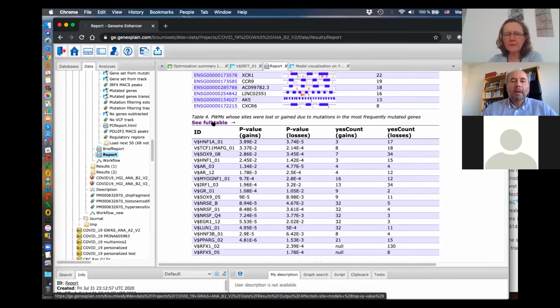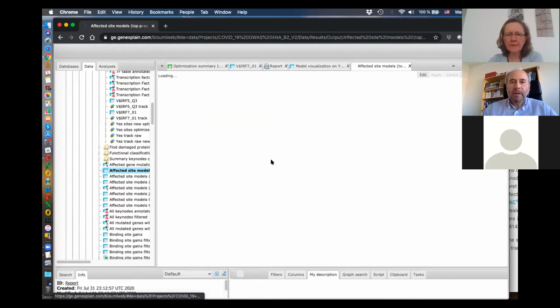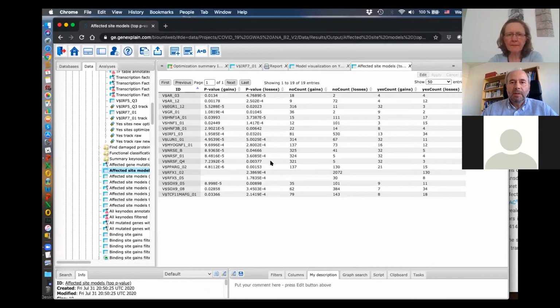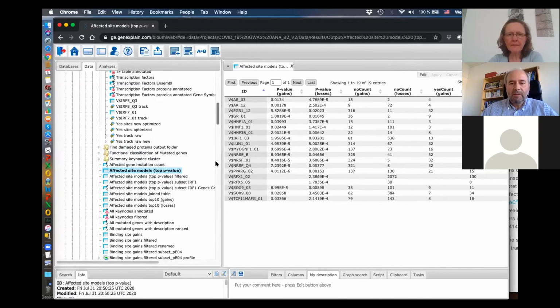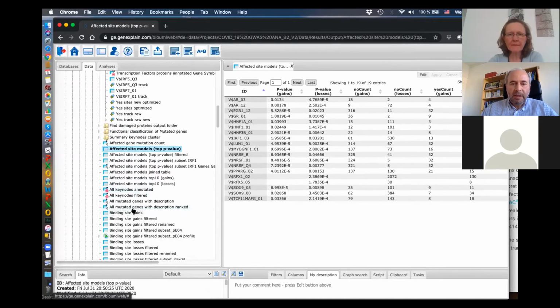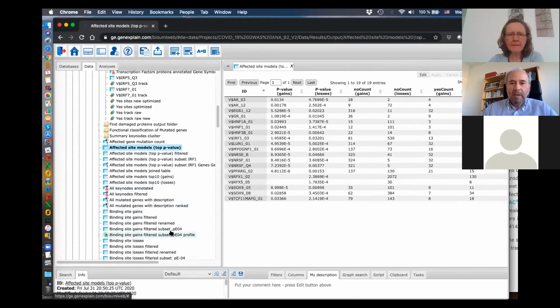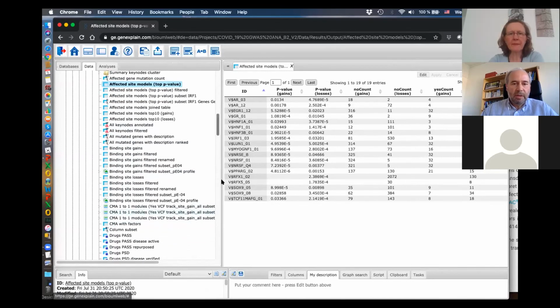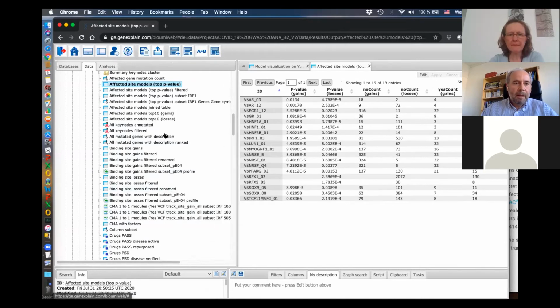All right. Yes. So first of all, we can have a look at the full table. Basically, this is just statistics of gain and loss. To see the sites themselves and the SNPs in them, you have to look at the other files here. Let me check models.